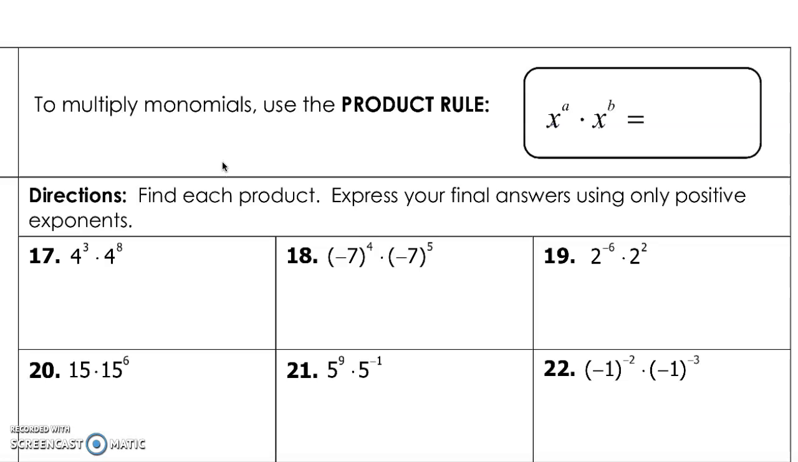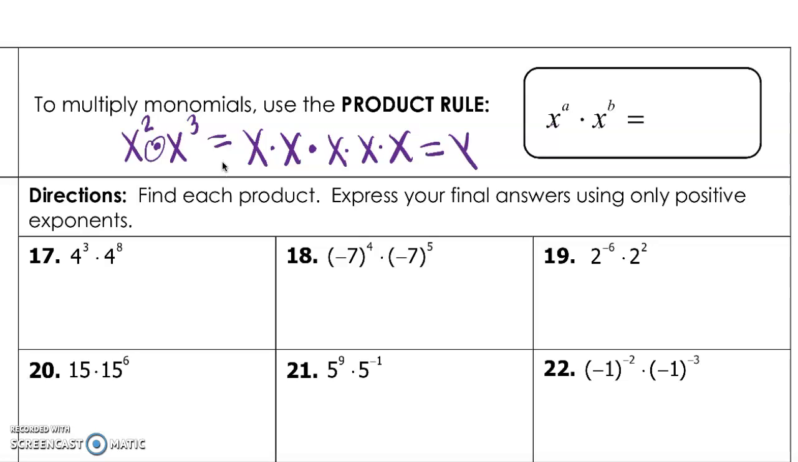All right, so let's just look at this for an example. If I had x squared times x to the third, if I wrote that all out, x squared is x times x, right? There's two of them. Times, so that's this one, x to the third is 1, 2, 3 x's. Well, that means I have 5 total, so x to the 5th.